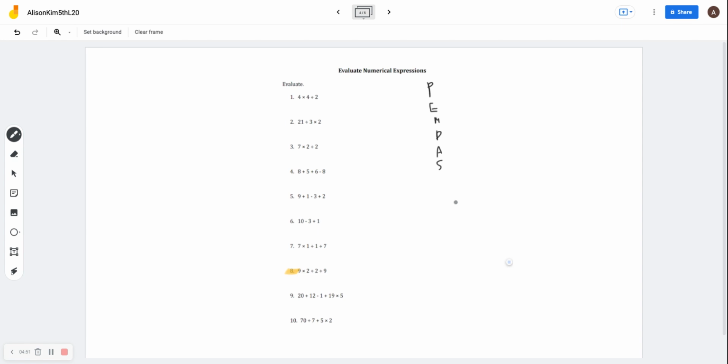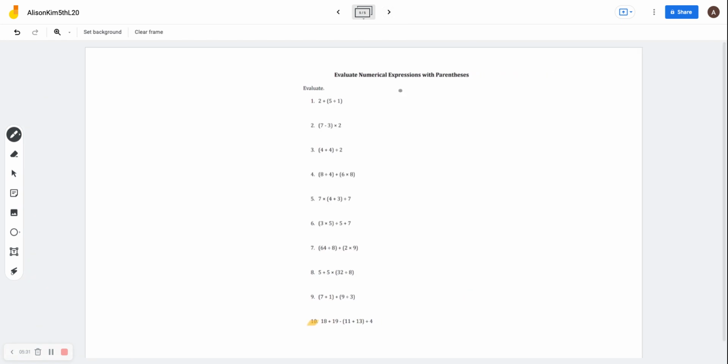With that in mind, we're going to do number 8 together. Number 8 only gives us multiplication and division, and they're right next to each other, so we're just going to go from left to right. 9 times 2 is 18, divided by 2, divided by 9. 18 divided by 2 gives us 9. 9 divided by 9 gives us 1. That will be our final answer. So once again, in order to do this worksheet, you need to remember your PEMDAS rules.